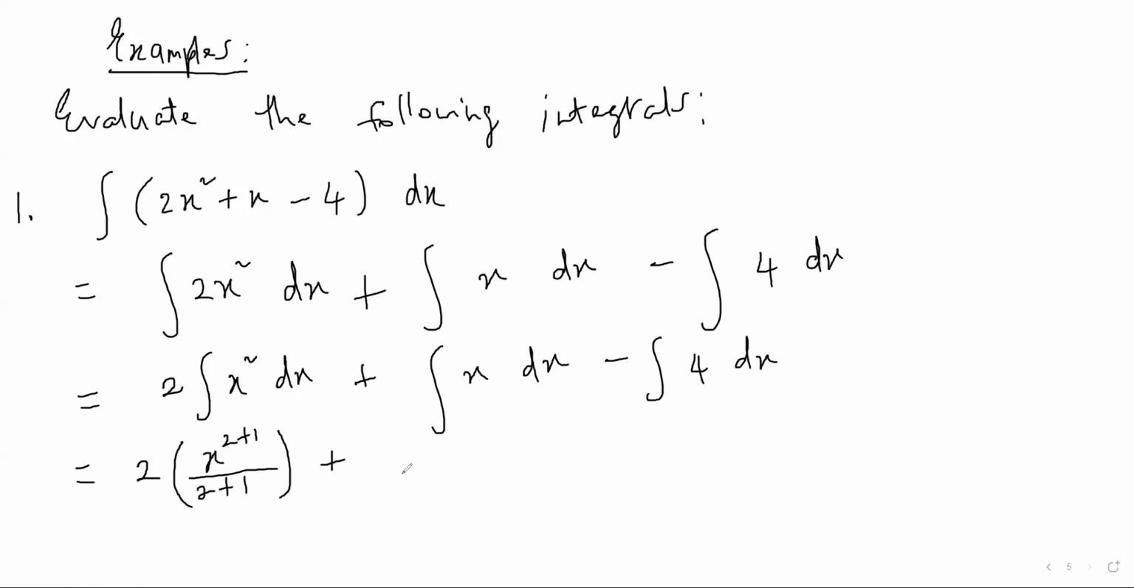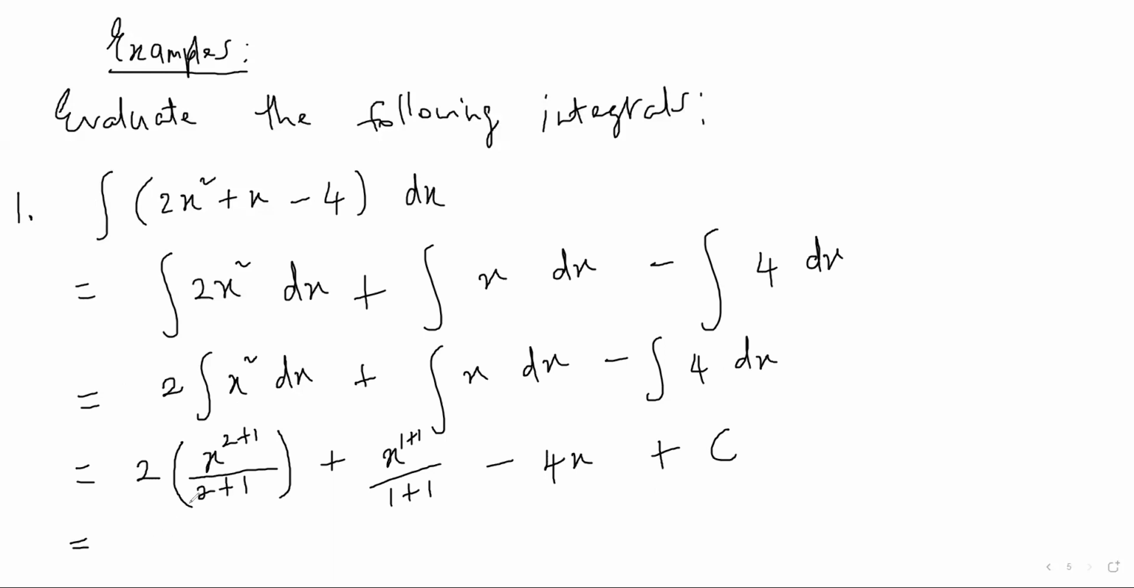And then the integral of x is x to the 1 plus 1 divided by 1 plus 1. Minus the integral of 4 with respect to x, which is simply equal to 4x. Simple as that. And then now we can add the c because we've integrated all the terms, so we add a plus c at the end because, of course, this is indefinite integration. And then we now simplify everything.